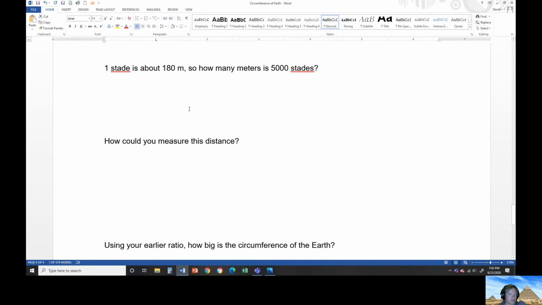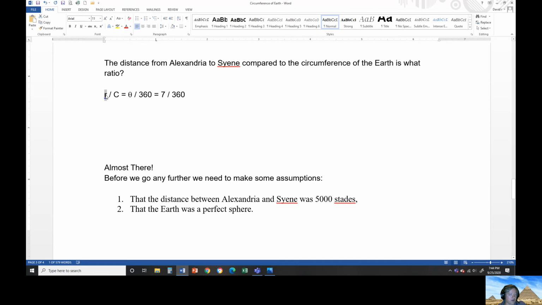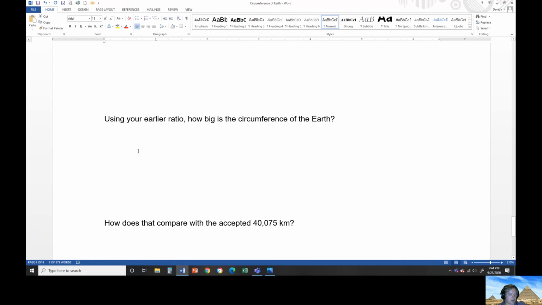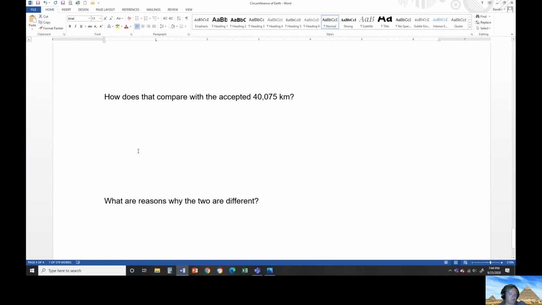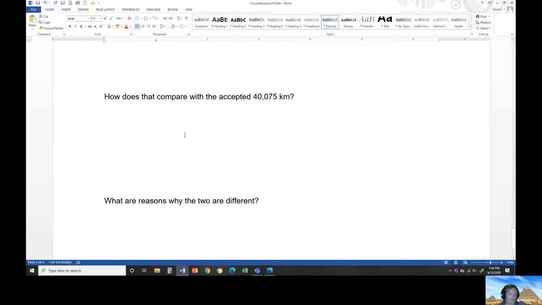So, using this answer as R, what's the circumference of the Earth? And I want you to compare that with the current accepted value of 40,075 for the circumference. And tell me why you think the two are different.